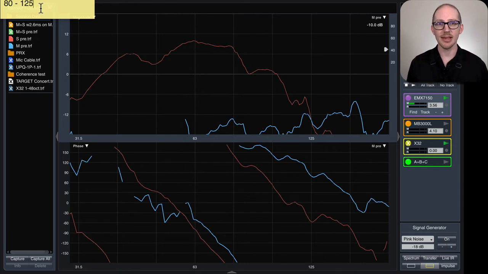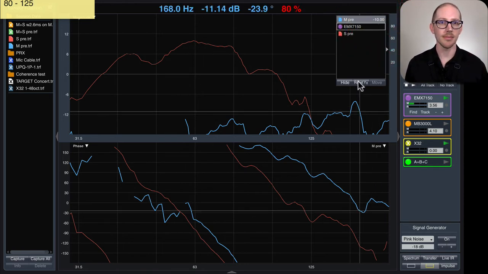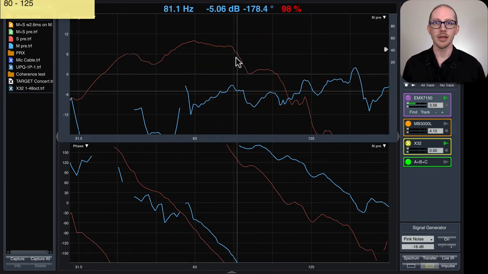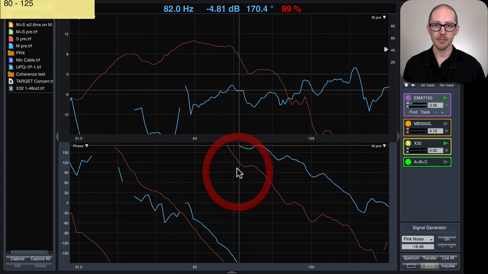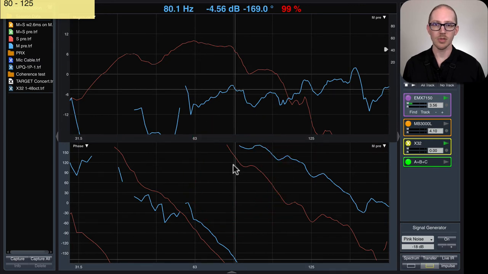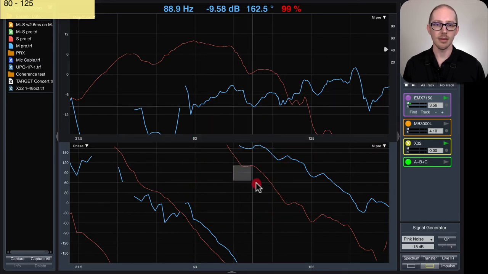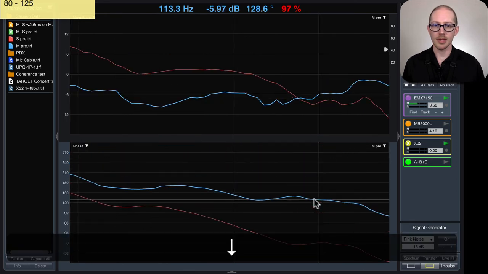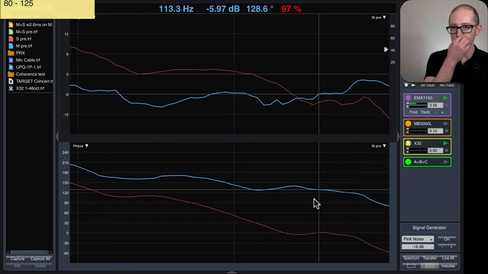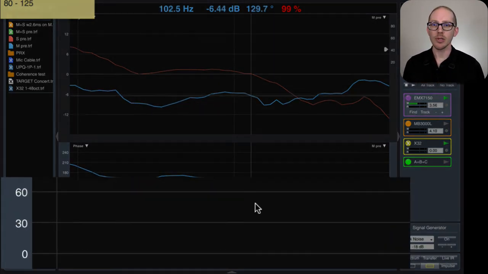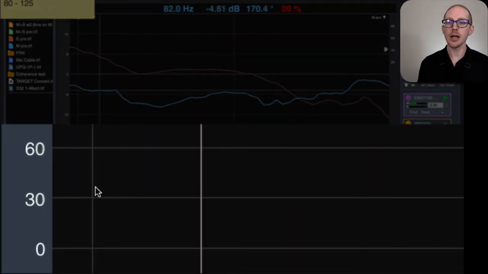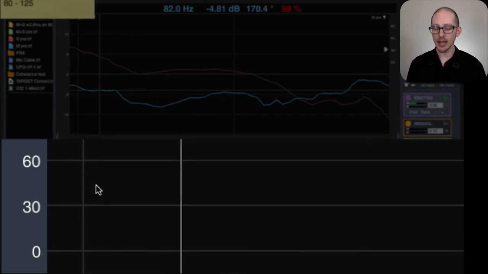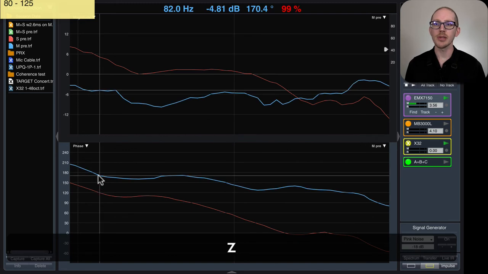So let's zoom in and make this really easy. So from 80 to 125. Here's 80. So I'll just right click and go up to 125. And I'll rotate this around to make it a little bit easier to look at. So each of these gray horizontal lines that you see is 30 degrees. So as long as we're within two of those lines, we're within 60 degrees. But I can also press the Z key and switch back and forth here.